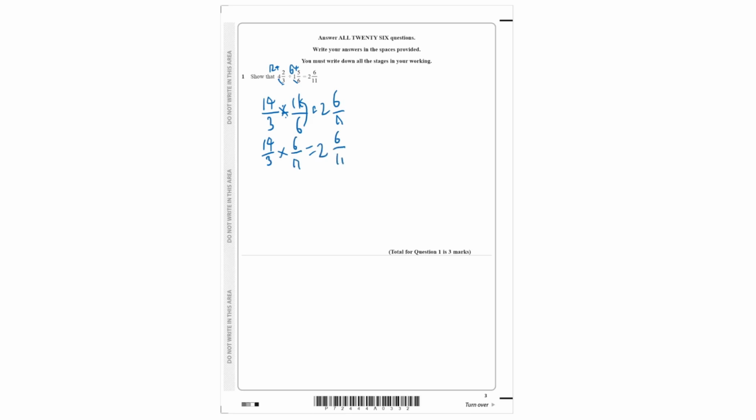Now, we can find the highest common factor of 3 and 6, which is actually 3. 3 divided by 3 is 1, and 6 divided by 3 is 2. Since there isn't a highest common factor between 14 and 11 other than 1, we leave it as is. 14 times 2 is 28, and 1 times 11 is 11, which is equal to 2 6/11.